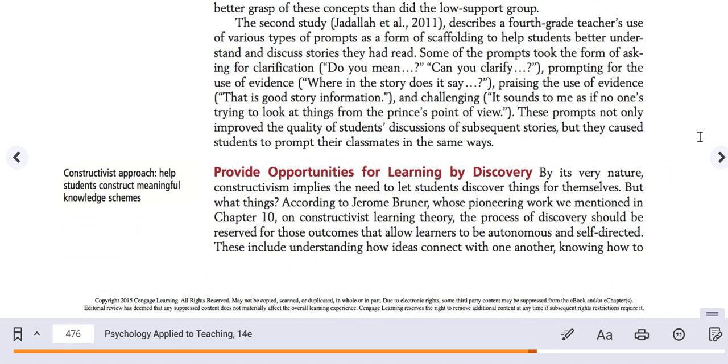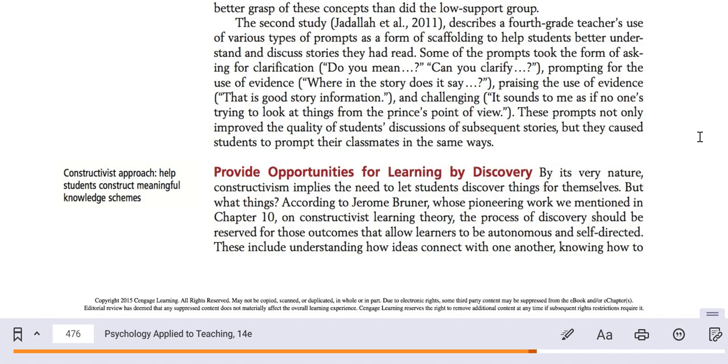Provide opportunities for learning by discovery. By its very nature, constructivism implies the need to let students discover things for themselves. But what things? According to Jerome Bruner, whose pioneering work we mentioned in Chapter 10 on constructivist learning theory, the process of discovery should be reserved for those outcomes that allow learners to be autonomous and self-directed.